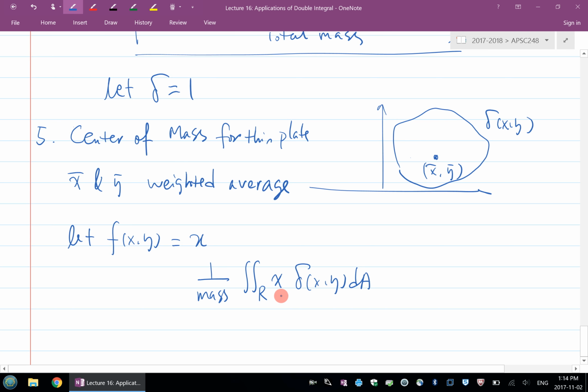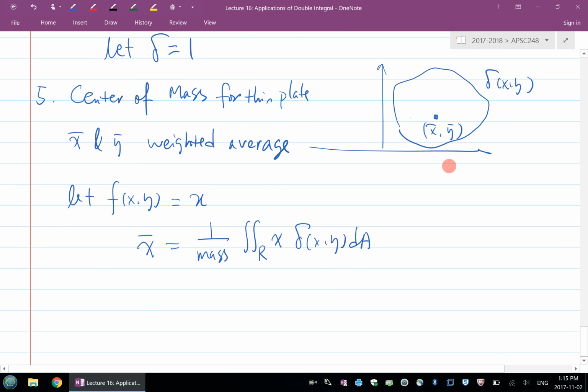Now you look at this formula here. You are weighting the x coordinates with the mass, which is the weight. Then you do the total double integral, and then you divide by the mass. So this gives you the concept of the weighted average. This is basically x bar here. That's the weighted average.